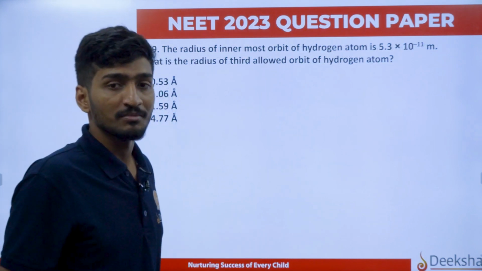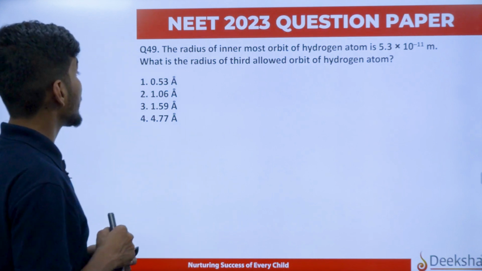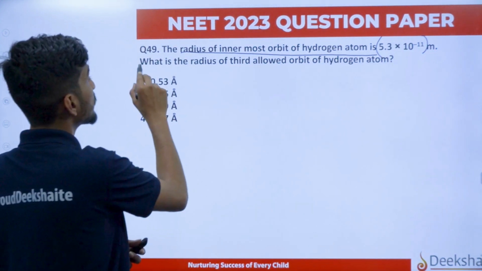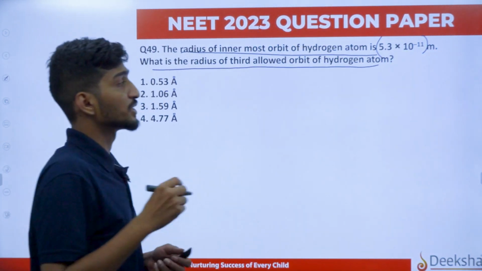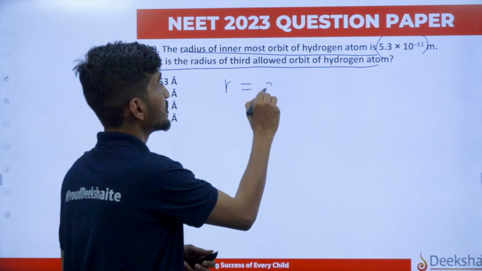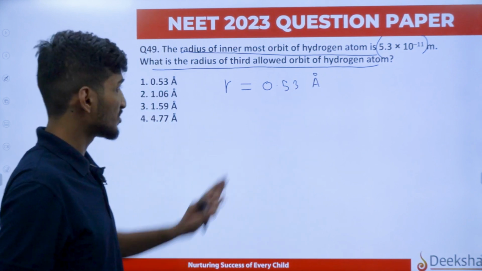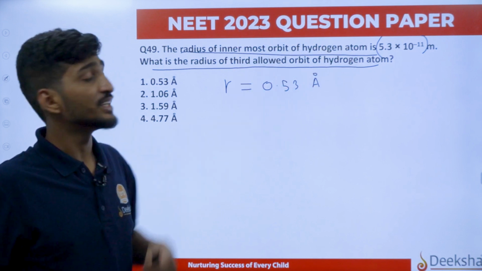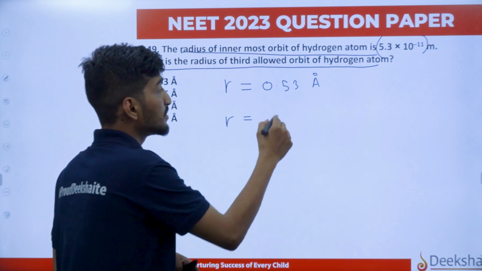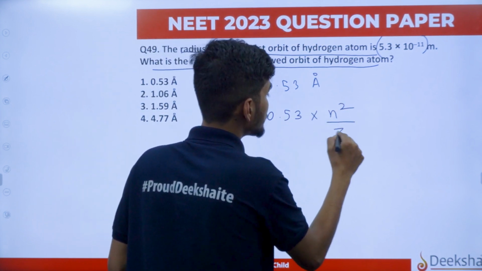Let's move on. So, the penultimate question of this saga now. The radius of innermost orbit of hydrogen is this. Then what is the radius of third allowed orbit of hydrogen? Radius of hydrogen has a formula of 0.53 angstrom for the first orbit, or that's what the value is, 5.3 into 10 to the power minus 11. And subsequent radiuses can be given with this formula, 0.53 into n square by z.